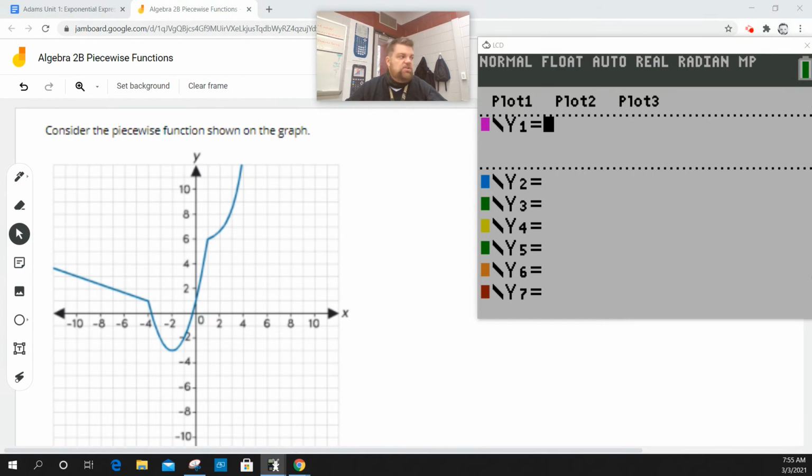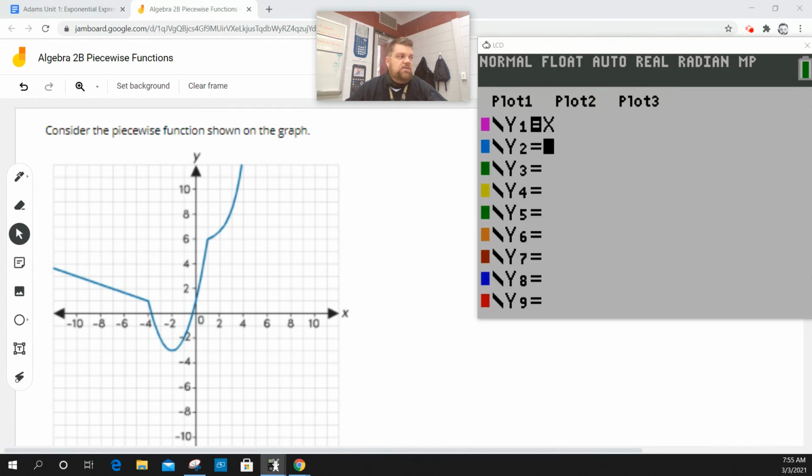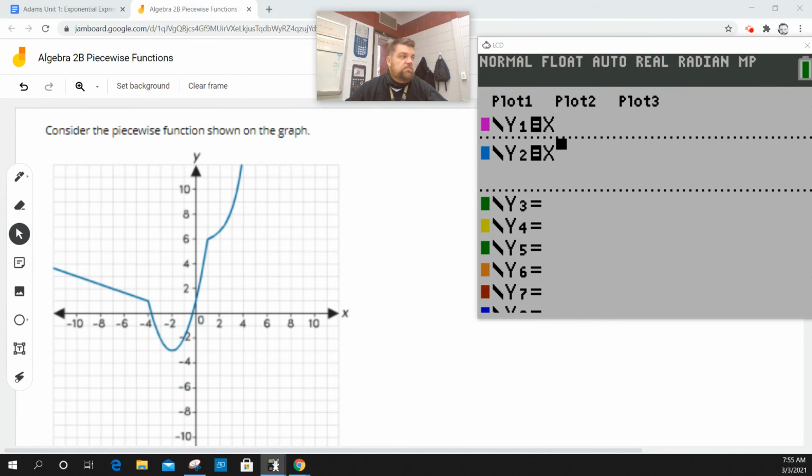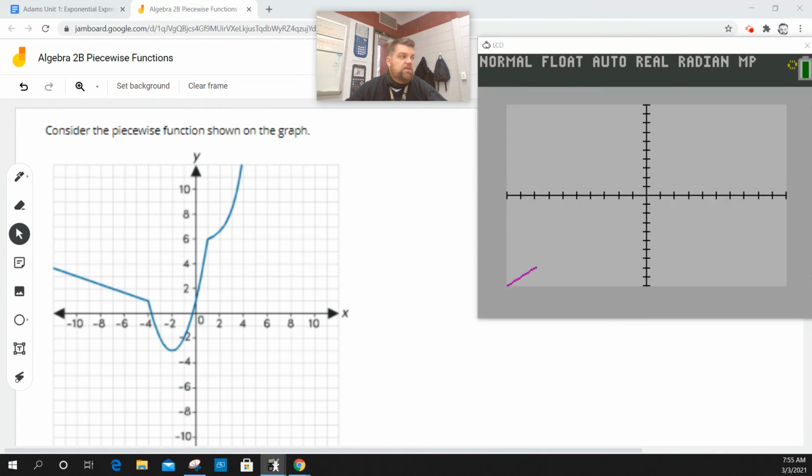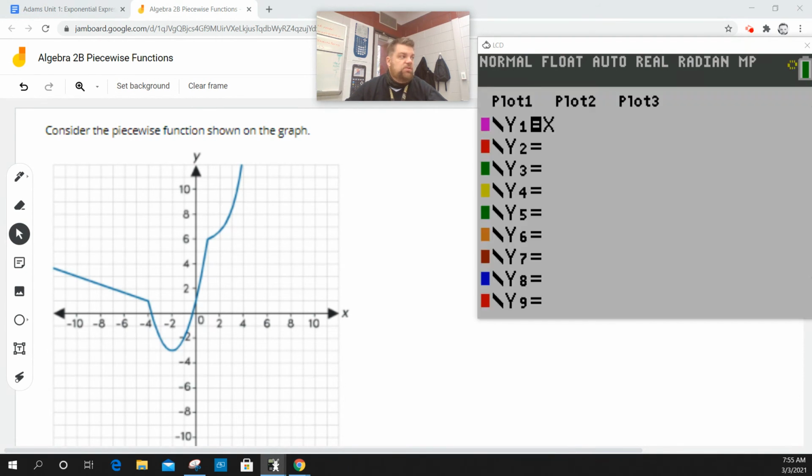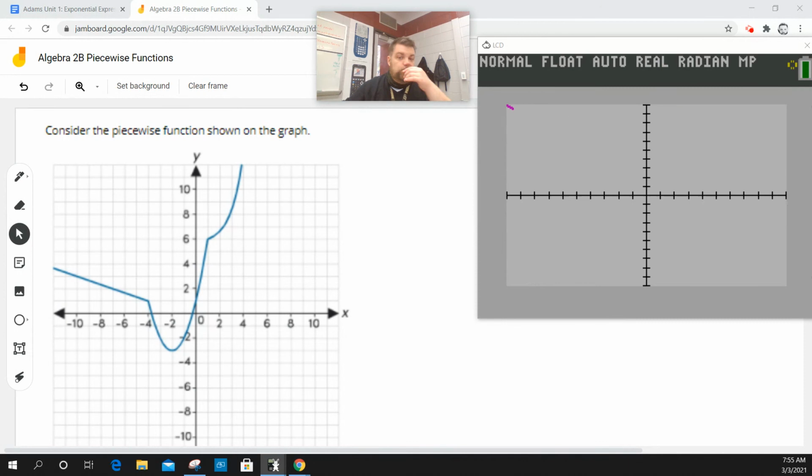The parent functions are y equals x. That's like the mx plus b. The other function is an x squared. Well, let me do them one at a time so we can get the screenshot. So this is a linear function, and in fact, just to prove to you, I'm going to make that a negative x. So let's do this and then graph it.